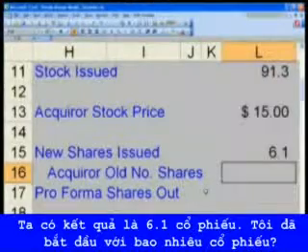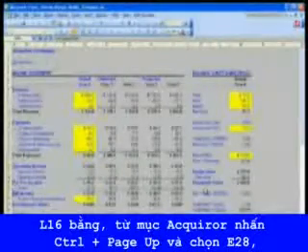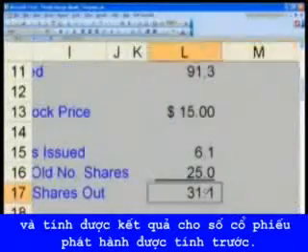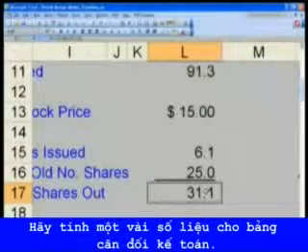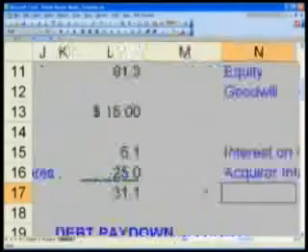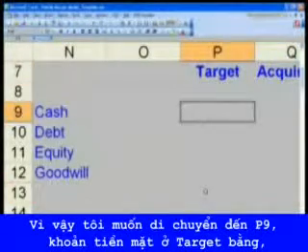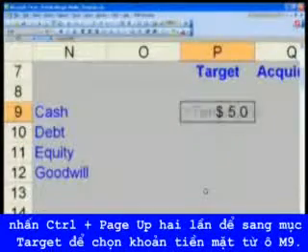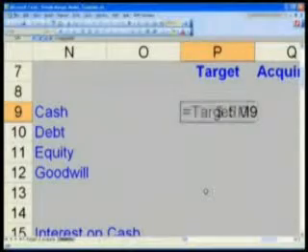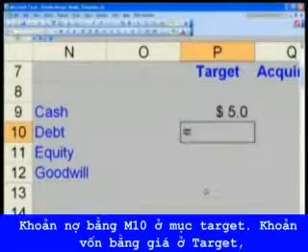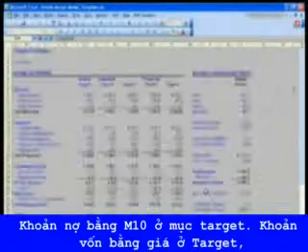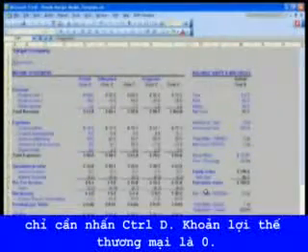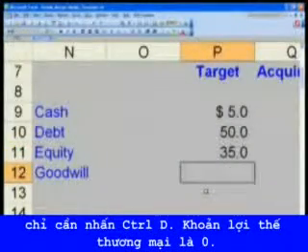How many shares did I start with? L16 equals, from the acquirer tab, Control Page Up to E28. Alt equals to take my new pro forma shares outstanding. Let's grab in some of our balance sheet numbers. So I want you to go to P9, the target's cash, equals Control Page Up twice to the cash, which will come from M9. Debt equals M10 probably. Equity, you could probably just hit Control D at this point. Goodwill, just hard code 0.